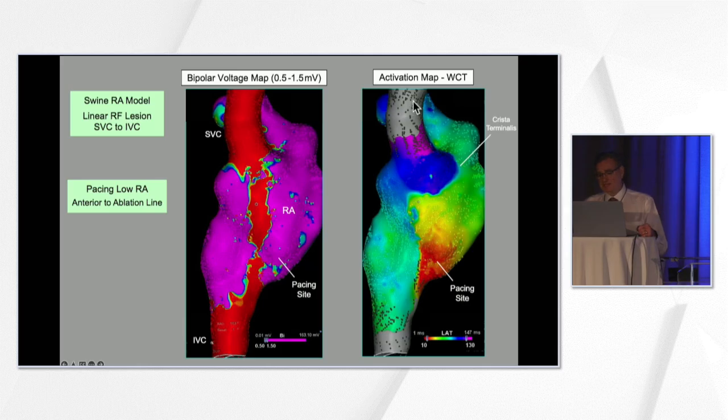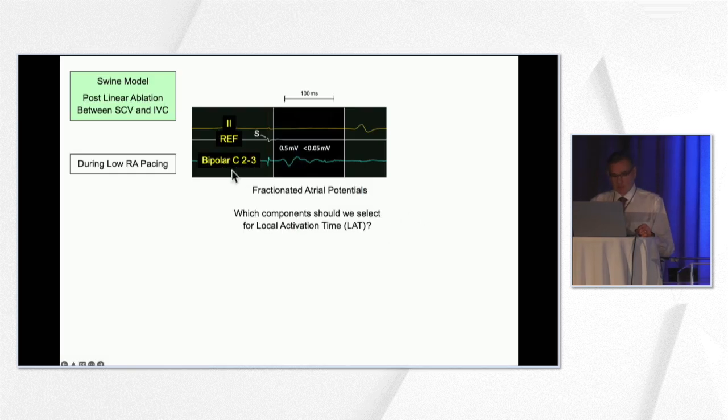So here is the unmodified activation map. This is just how it came out of the machine using the Wilson Central Terminal. And I just want to look at one electrogram right here that's in the middle of the ablation line and is right here on the map. So here is the bipolar electrogram that was recorded. And you see the atrial stimulus artifact is right here.